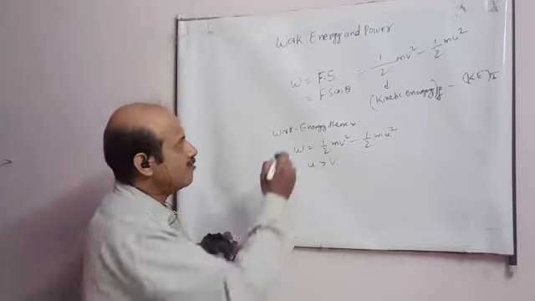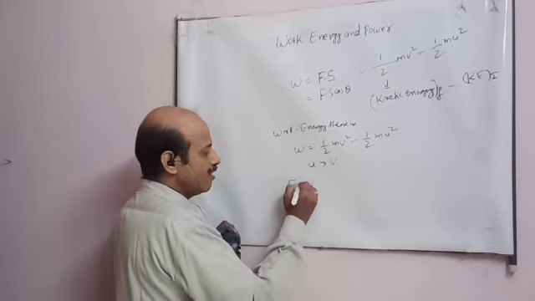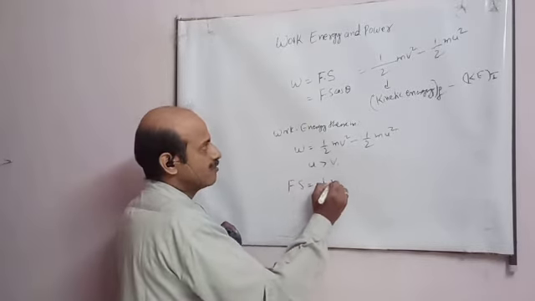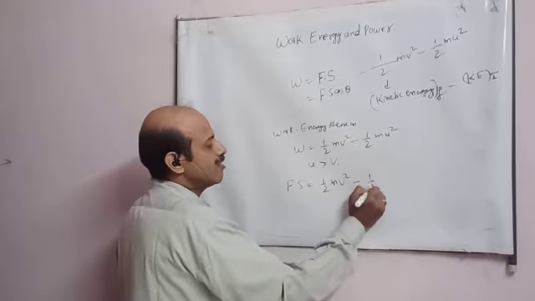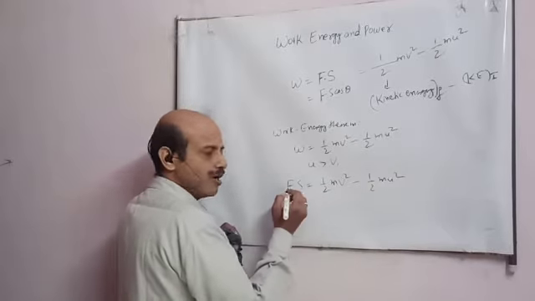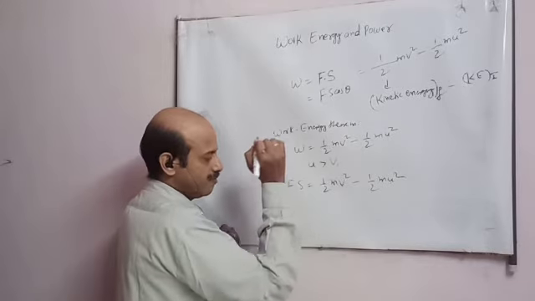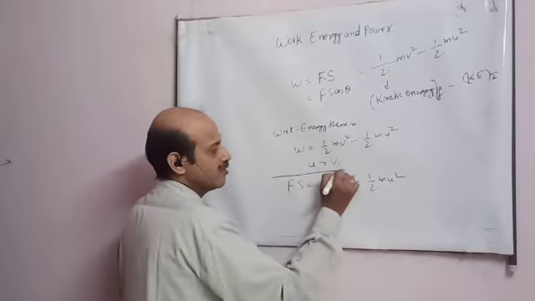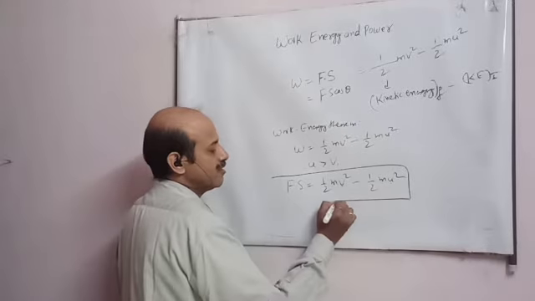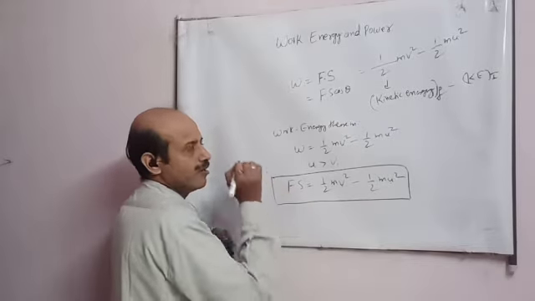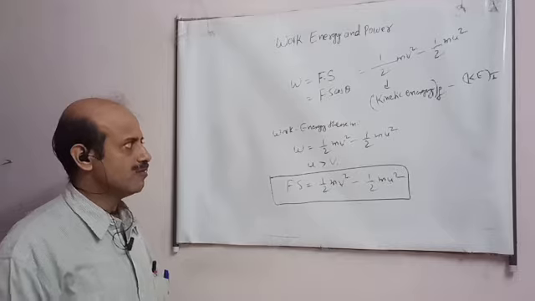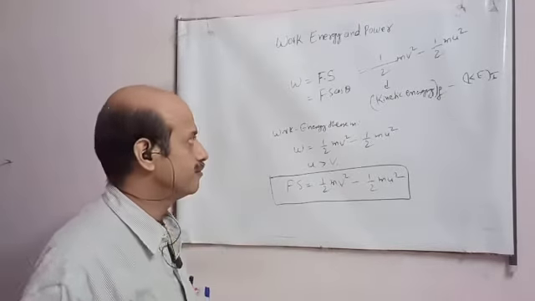Now, student, this is one more very important relation, student. Fs is equal to half mv square minus half mu square. See, student, how many quantities are related by this expression? 1, 2, 3, 4, 5. 5 quantities are related by this expression, student. It is a very useful expression for the numericals also. It is known as the work energy theorem, student.